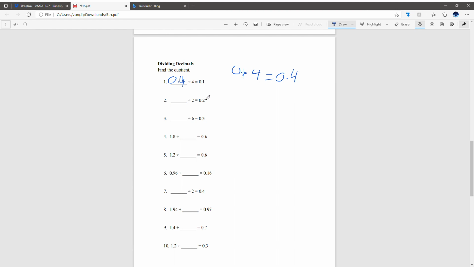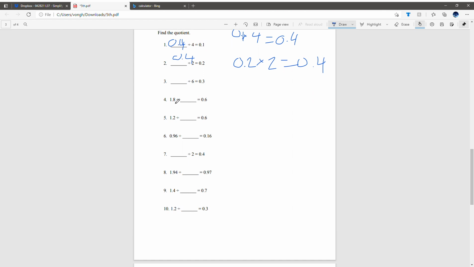Same thing for here. You have some number divided by 2 equals 0.2. Since we're missing the first number, you just multiply 2 times 0.2. You do 2 times 2, that's 4. And then you add the decimal, which is 0. The answer is 0.4 again.